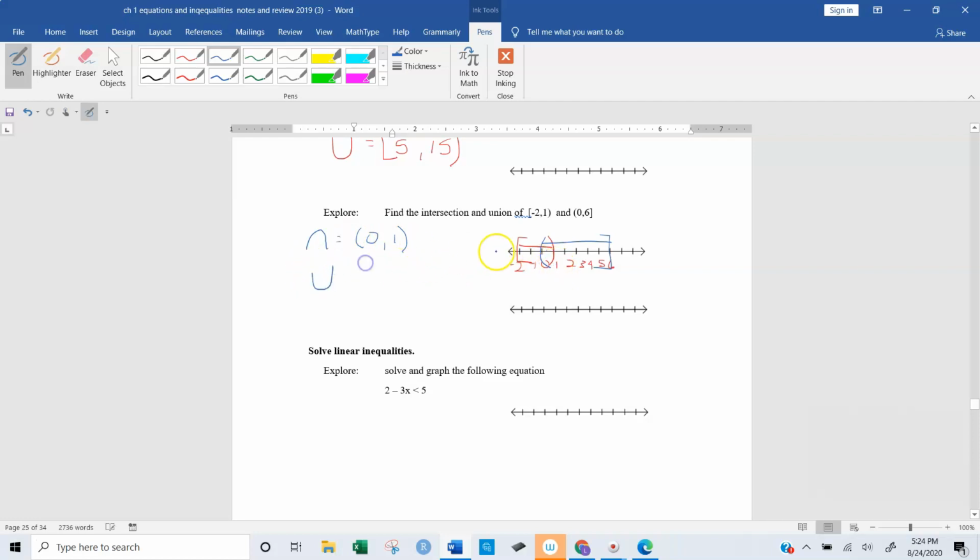Now let's look at union. My graph starts at -2, and it goes all the way to 6, and it includes -2 and 6.